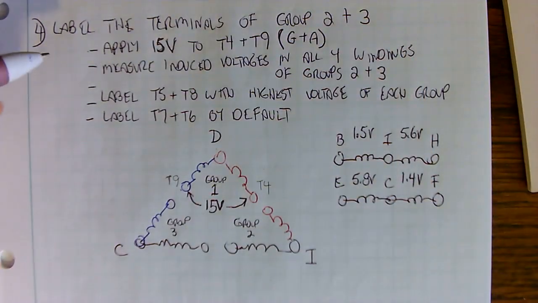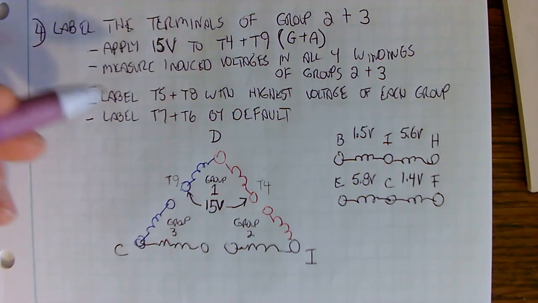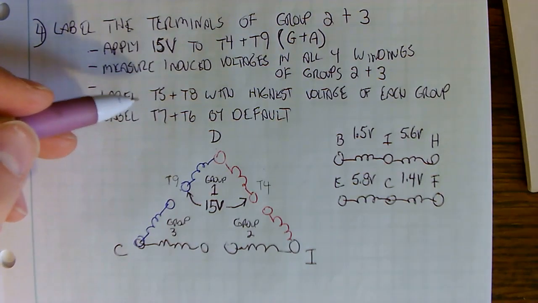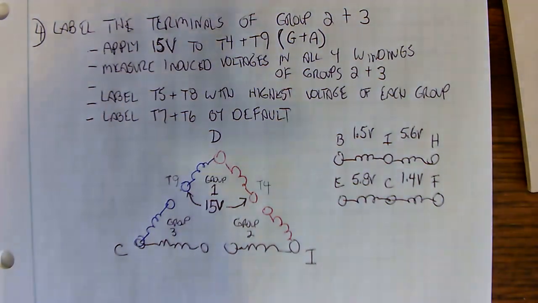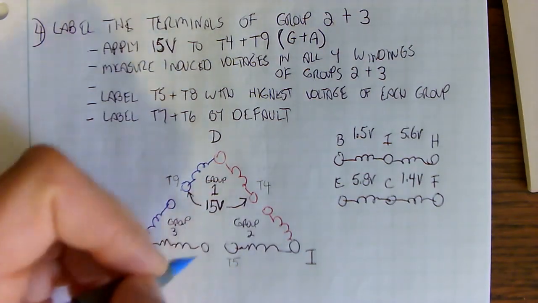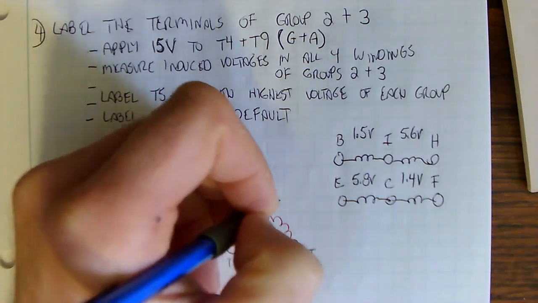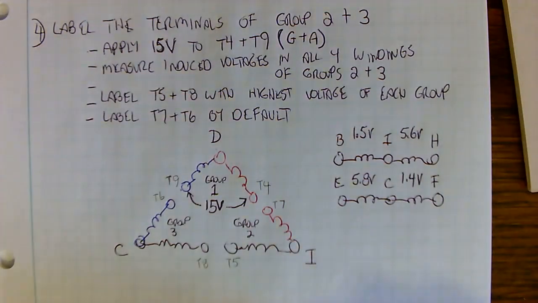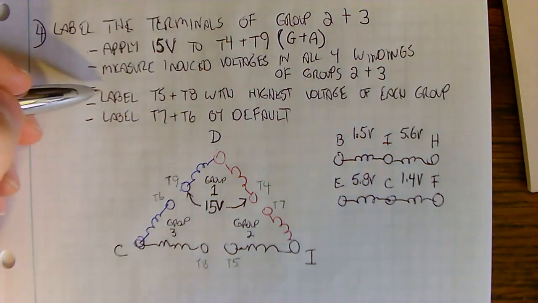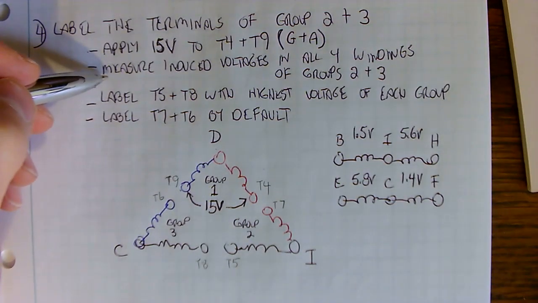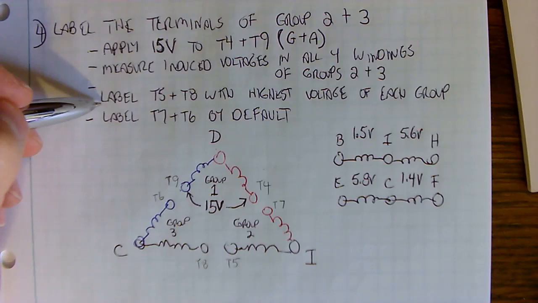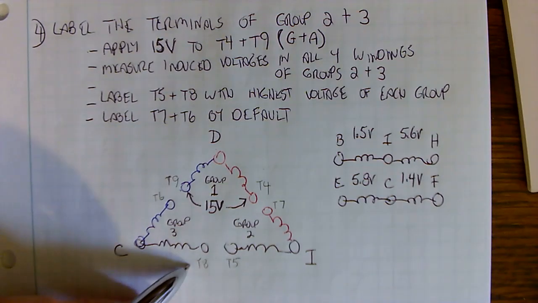Now let's go back to the step here, and it says label T5. So we have to know where T5 is. And in pencil, I'll just write that in. T5 is here. Actually, let's just write in all of them here so you guys know what's going on. So what it says is measure the induced voltage. Okay, we did that. Label T5 and T8 with the highest voltage of each group. So here's T5 and here's T8.